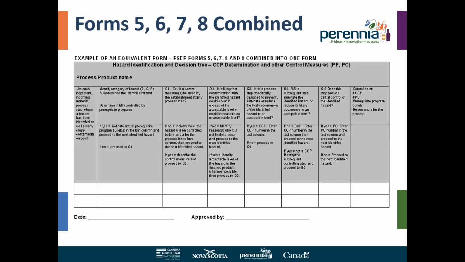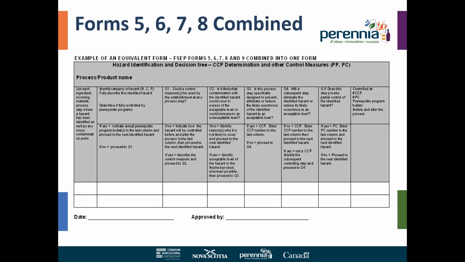Question 2: Is it likely that contamination with the identified hazard could occur in excess of the acceptable level, or could increase to an unacceptable level? If yes, you identify that acceptable level and move on to question 3. If you're answering no, then you put the reasoning for that.